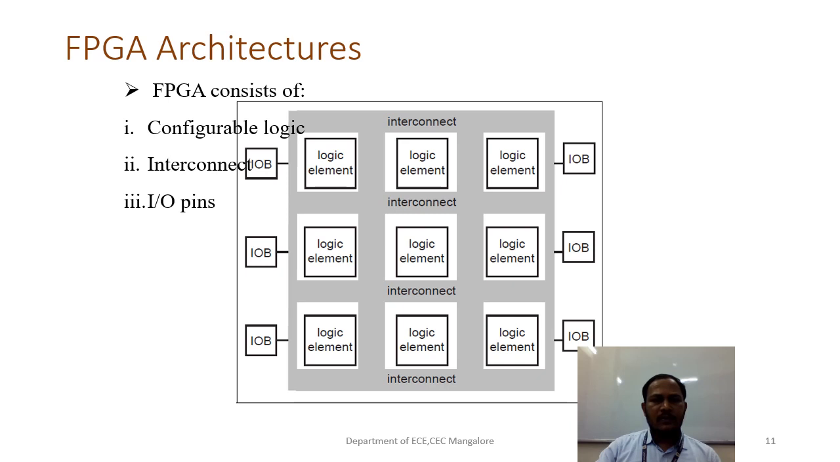In FPGA architecture, you have configurable logic blocks, which we call CLBs, and input output blocks. These are the logic elements, and there are some interconnection matrices. Then input output pins are there. This is the structure of FPGA architecture.